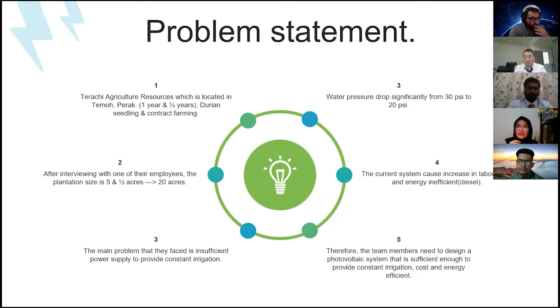the valve. Therefore, the team members need to design a photovoltaic system that is sufficient to provide constant irrigation, cost efficient and also energy efficient. Okay, that is all from me.